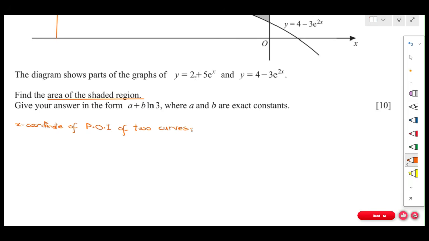Okay, so these are the two curves. We can put both of them equal. So we can say 4 minus 3 e to the power 2x should be equal to 2 plus 5 e power x. So minus 3 e power 2x and minus 5 e power x is equal to 2 take away 4.